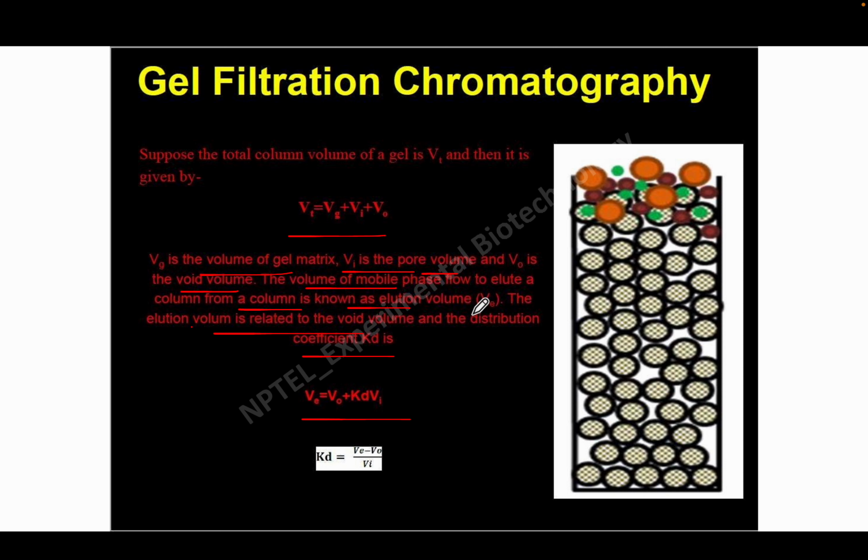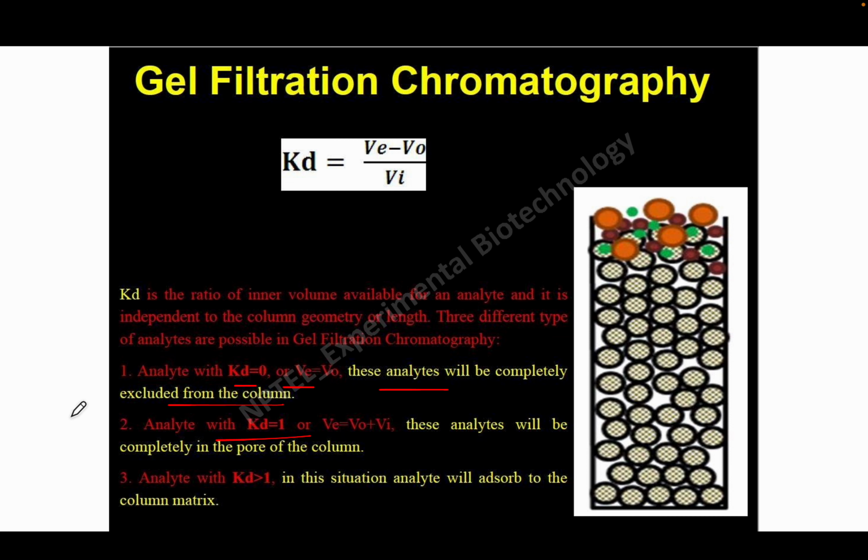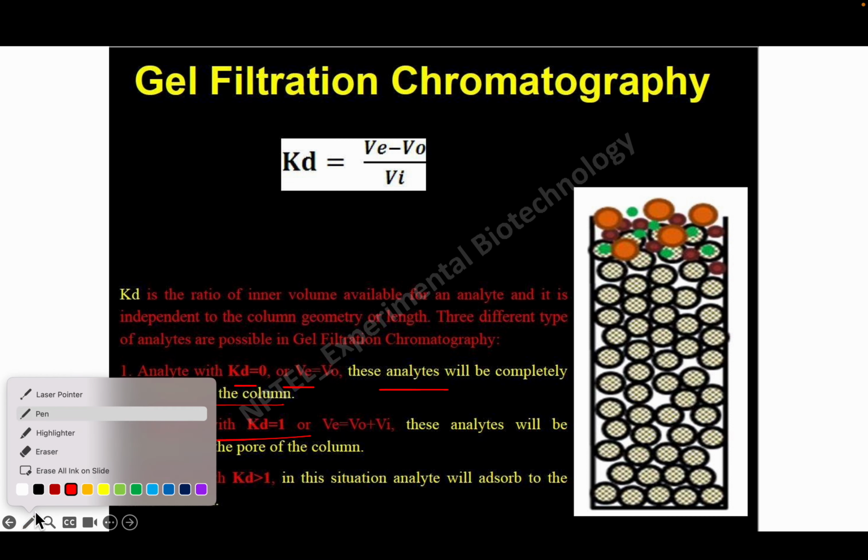Kd is the ratio of inner volume available for an analyte, and it is independent of the column geometry or length. Three different types of analytes are possible in gel filtration chromatography. Analyte with Kd equals 0, or Ve equals V0: this analyte will be completely excluded from the column. So you have some assignments related to this. Understand carefully that whichever analyte has Kd equals 0, or Ve equals V0, its elution volume will be the void volume, and the analyte will be completely excluded from the column.